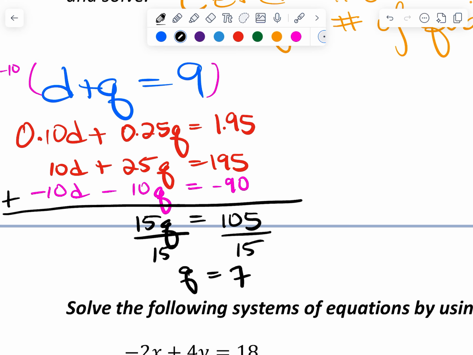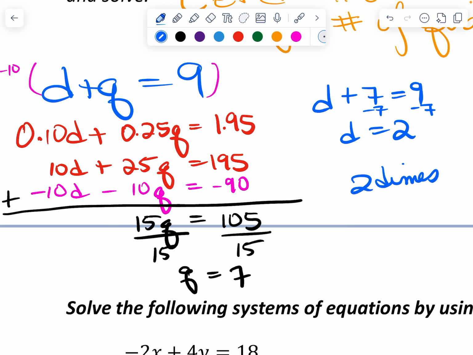And if I plug that back in to the first equation, I have dimes plus 7 equals 9. So D equals 7. Oh, nope, try that again. How about 2? Because we subtract 7. So there are 2 dimes and there are 7 quarters.